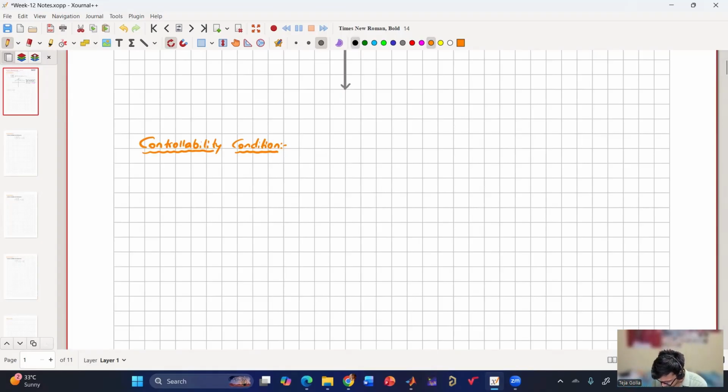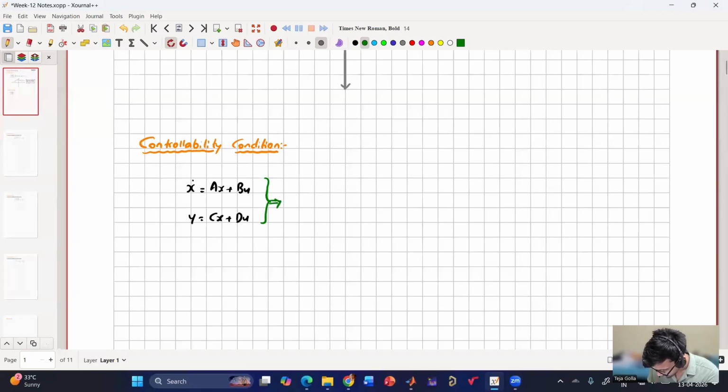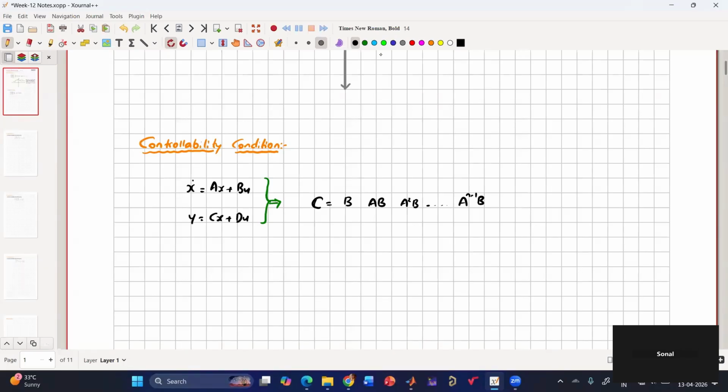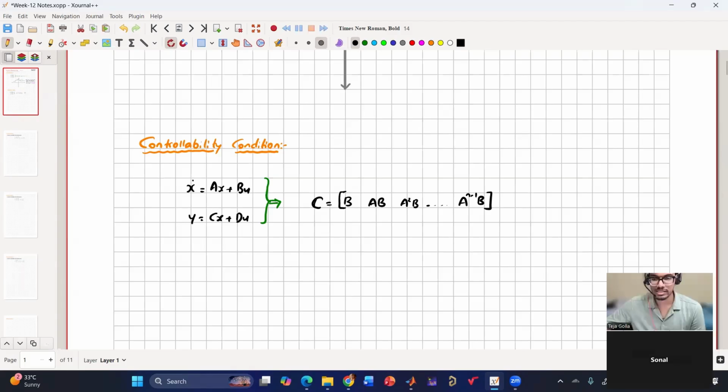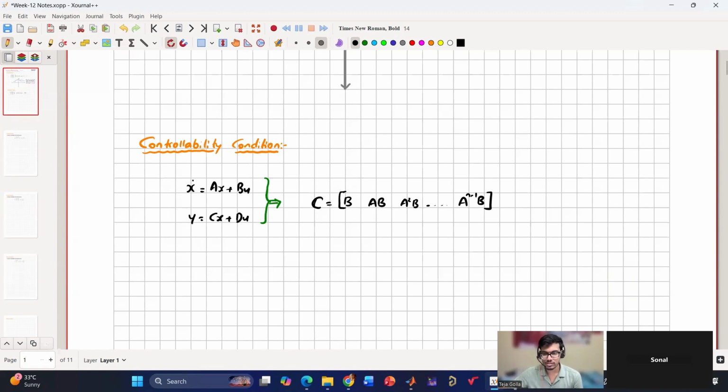So again, the same system I'm taking, x dot is equals to Ax plus Bu, y is equals to Cx plus Du. So the controllability condition is that we consider a matrix, say controllability matrix C. The matrix is B, AB, A square B, and so on up to A to the power n minus 1 B. So this is the matrix that we'll be considering, and then we have to check the rank of this matrix and then see whether the rank is full or not.